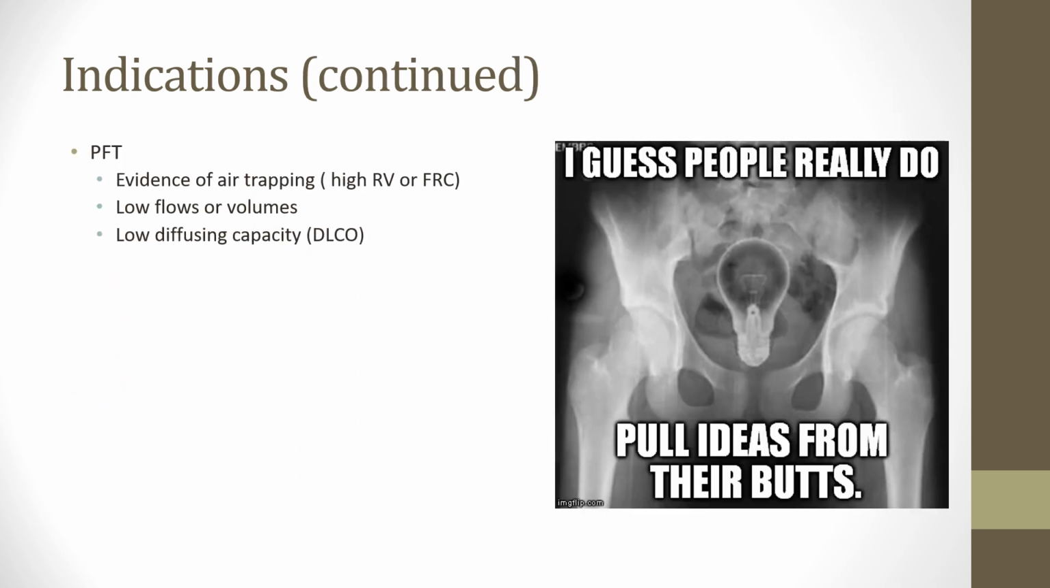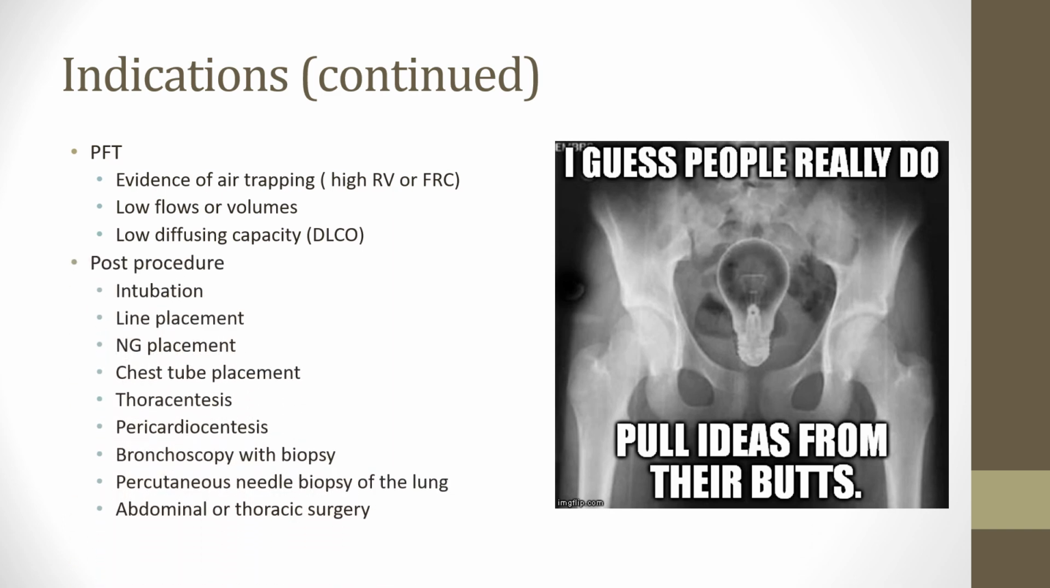More indications, there's lots of them. Evidence of air trapping, like they had a high FRC or high residual volume for some reason. Maybe we'll get an x-ray to see what might be causing that, whether it's a one-way valve, mucus plug, or air trapping. What's causing their air trapping, right? If they have low flow rates or volumes, or a low DLCO, those are all reasons why we might need to get an x-ray and see what could be causing it to be more specific. And a lot of times the x-ray, like I said, is more to rule out things than it is to find things. Post-procedure, we already talked about that.